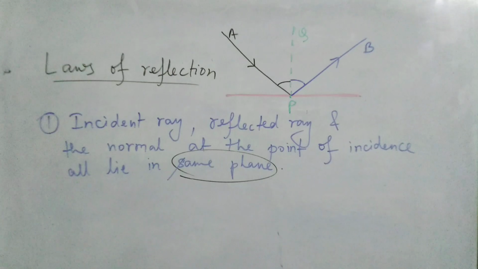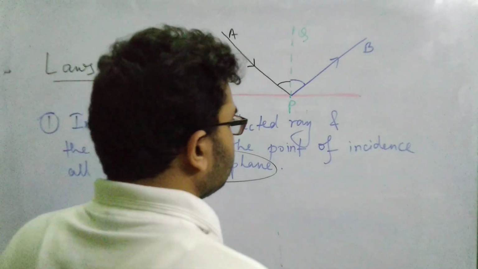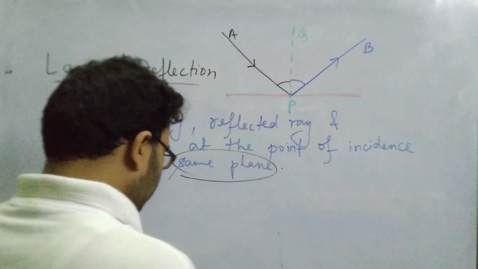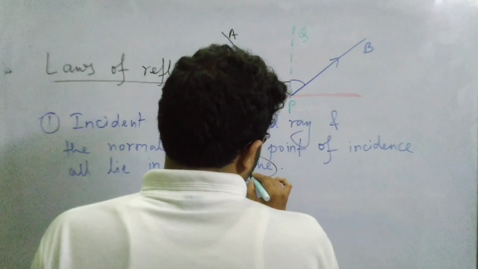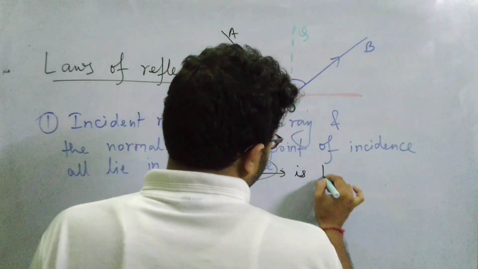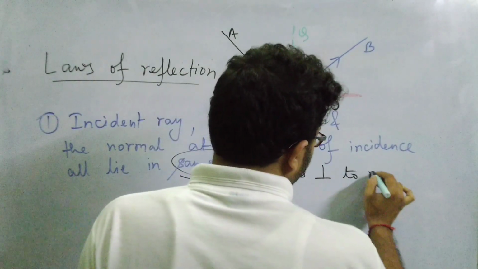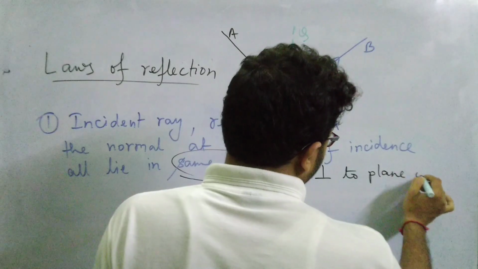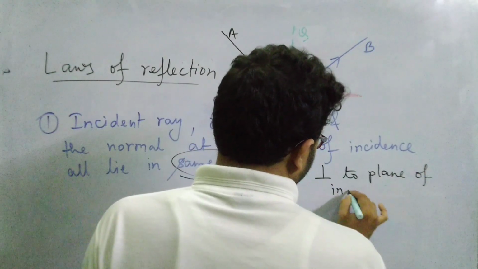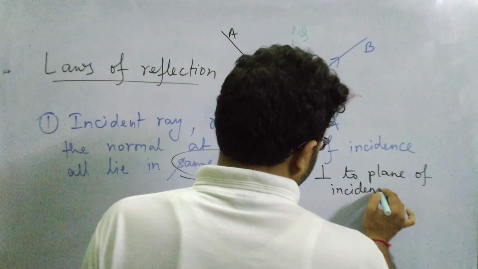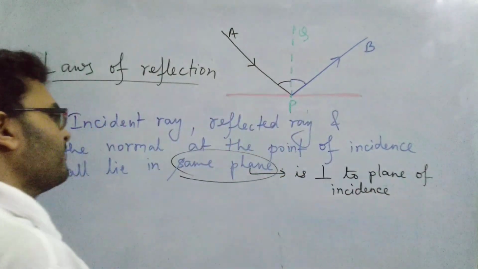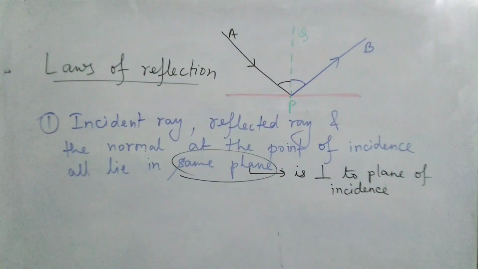So when we are saying that all lie in the same plane, that same plane is actually the plane which is perpendicular to the reflecting plane or the incident plane. This sign is for perpendicular. Is perpendicular to the plane of incidence. Remember, very important point, perpendicular to the plane of incidence. Fine. So what is the second law? I hope the first law is clear. What is the second law?